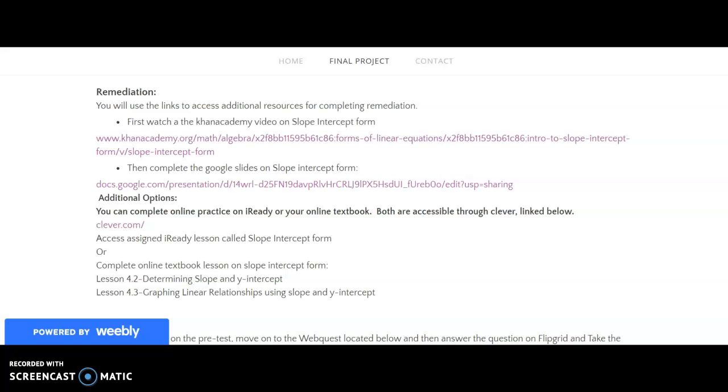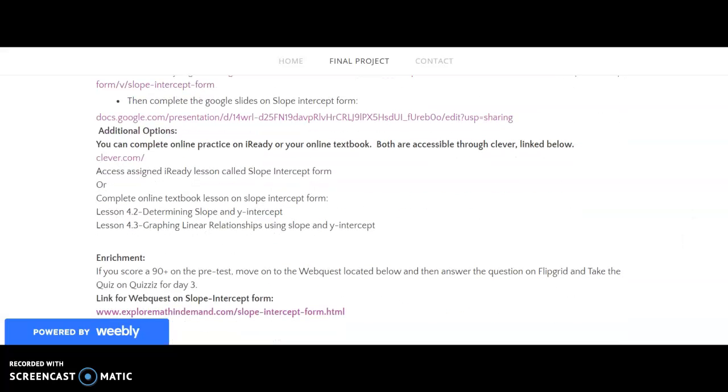Clever is a place where we house all of our online textbooks and all of our iReady remediation. Anything that we do that is online for kids is all in one place. So I've linked that, and then they have to sign in and select either iReady, where they can complete the lesson called slope-intercept form, or they can complete the online textbook lessons on slope-intercept form that are 4.2 and 4.3. Once they've done that, they can let me know and I will open the quiz back up for them.